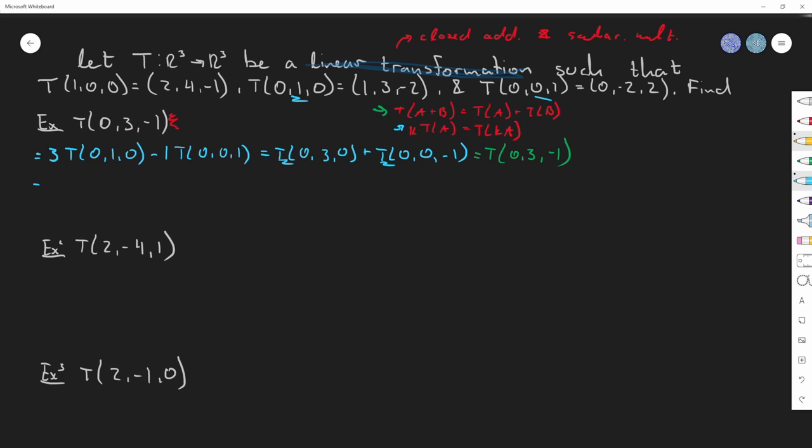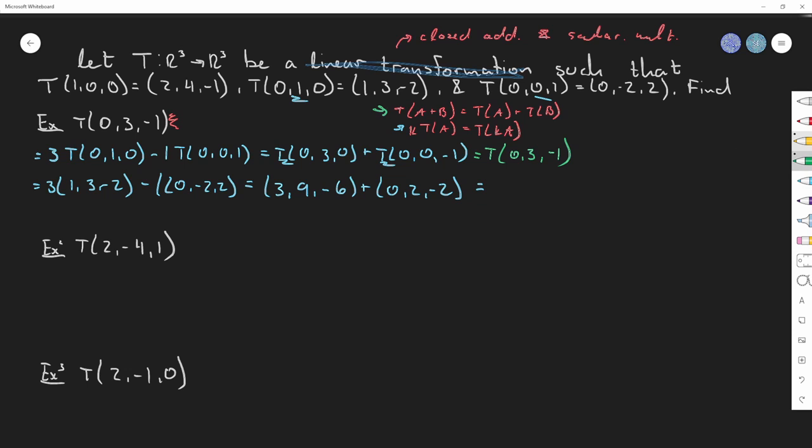So this would essentially be 3 times (1, 3, -2) minus 1 times (0, -2, 2). Distributing the 3, we get (3, 9, -6), I think I'm doing this right, plus (0, 2, -2). And then you add them together. 3 plus 0 is 3, 9 plus 2 is 11, and then -6 minus 2 is -8. And that is our answer.